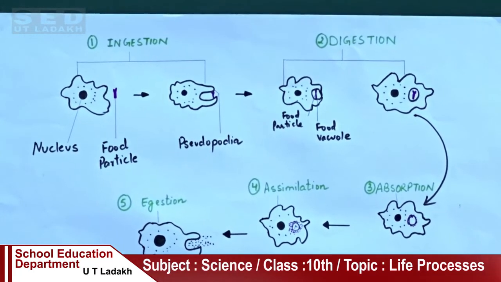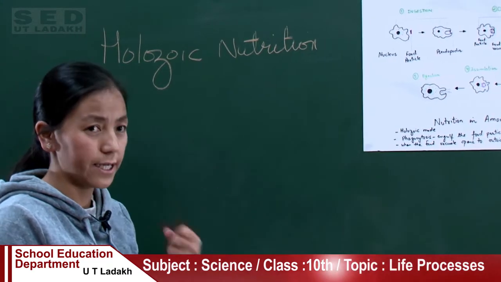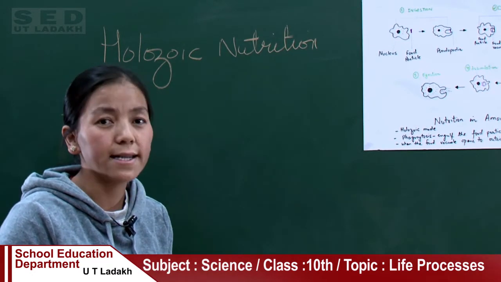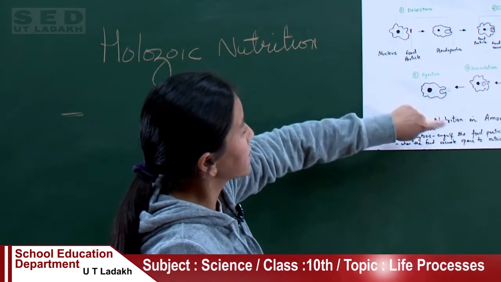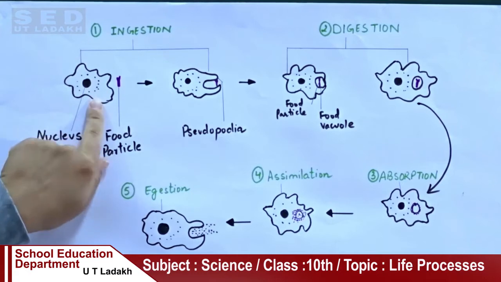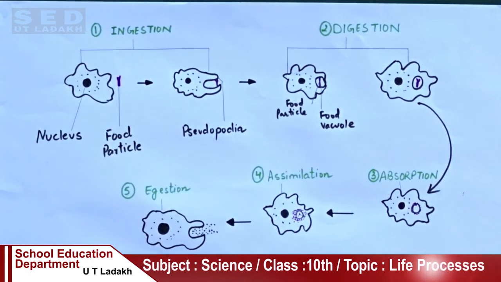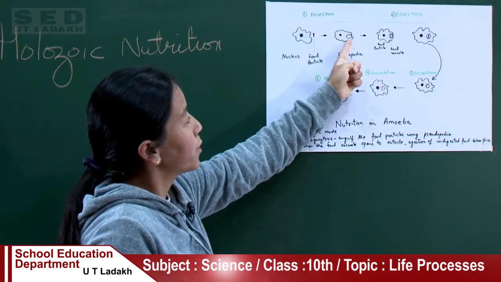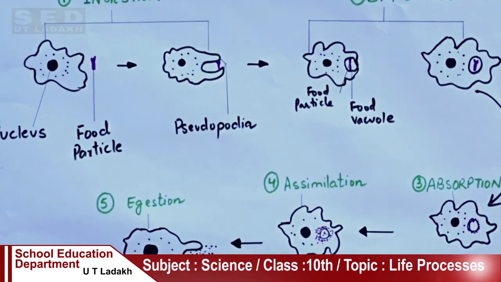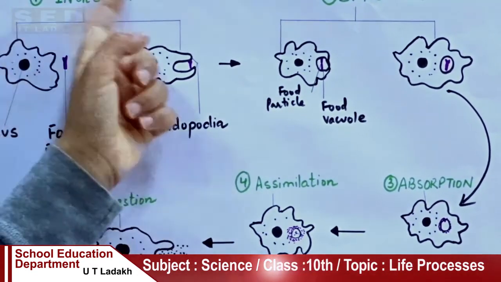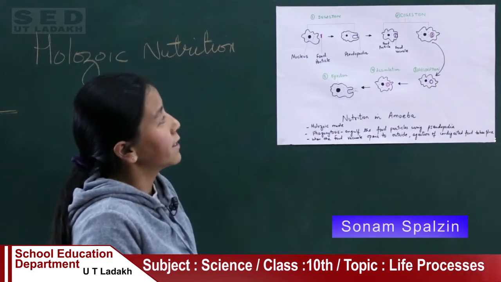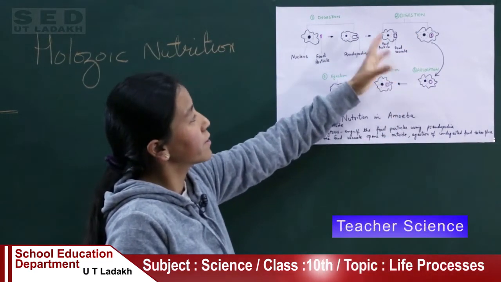All right. So what happens in Holozoic nutrition is that when the food is taken, it passes through various steps, which are ingestion, digestion, absorption, assimilation, and egestion. Okay. So when you see this diagram about nutrition in amoeba, it is a unicellular organism, and when the amoeba senses a food particle, there are pseudopodia. Pseudopodia are temporary arm-like projections, and these food particles are engulfed by the pseudopodia into the body of the amoeba. This is ingestion, the step by which the amoeba takes the food in.